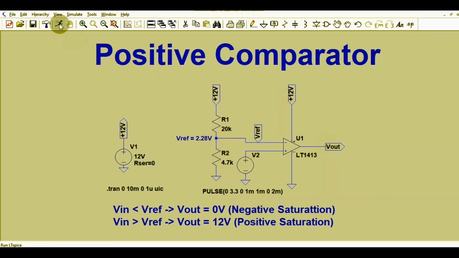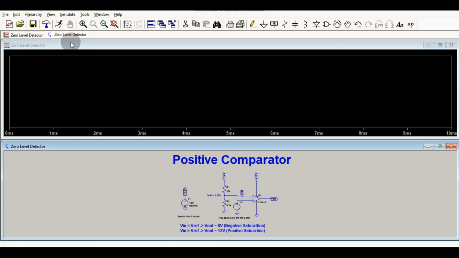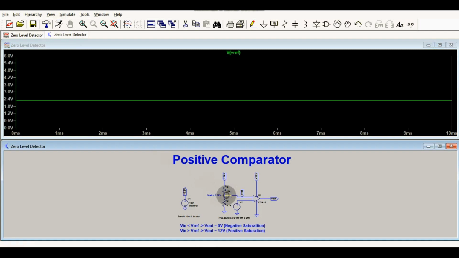So go here, click on the run button. This is the run button. This is the reference. You can see this is around 2.27. Your calculated value was 2.28, and this is the input signal. This is the triangular wave input and its maximum peak is 3.3 volt.